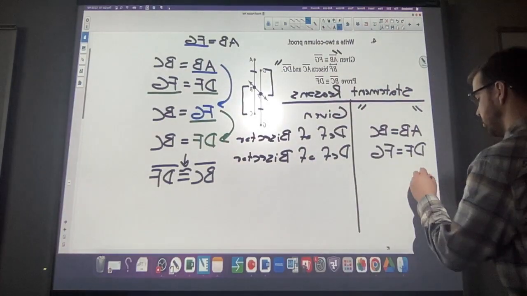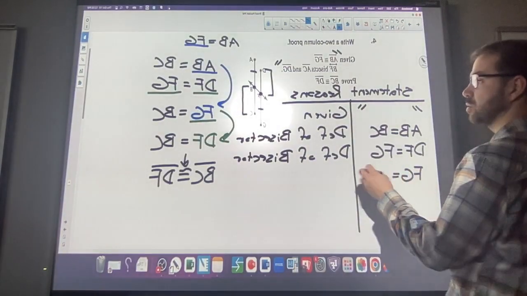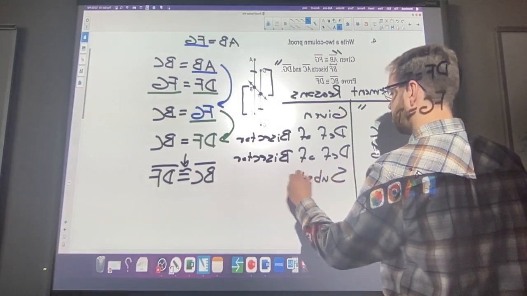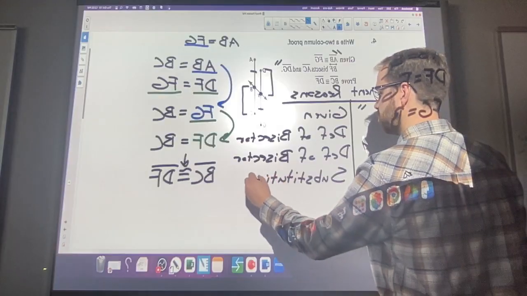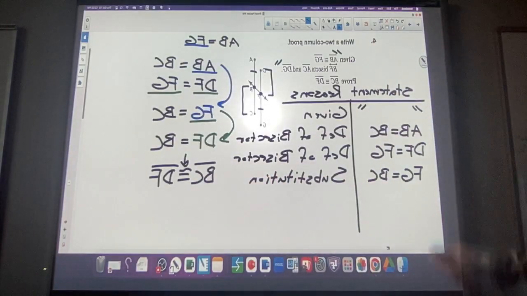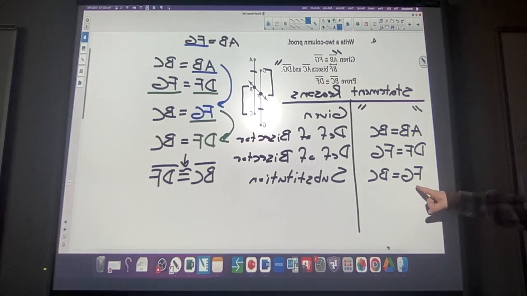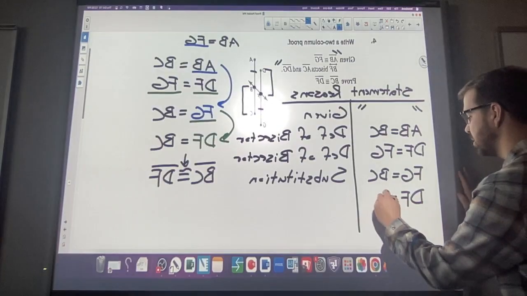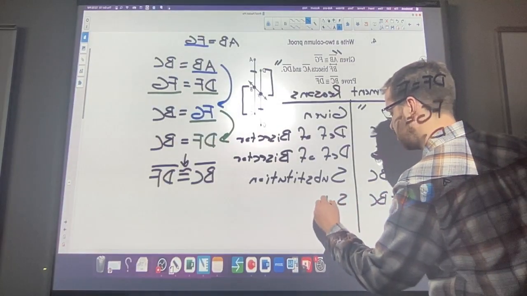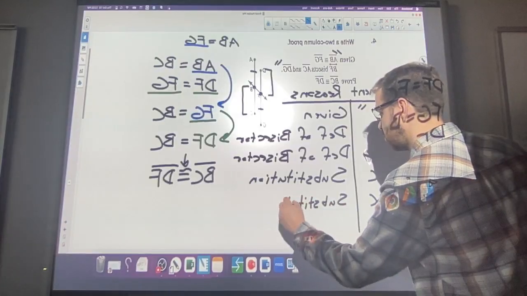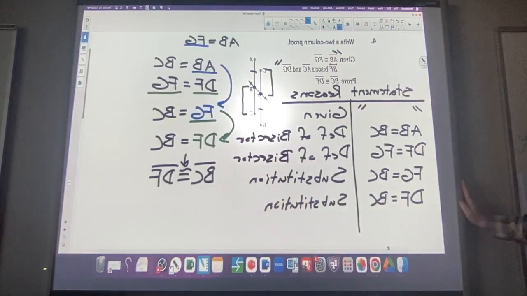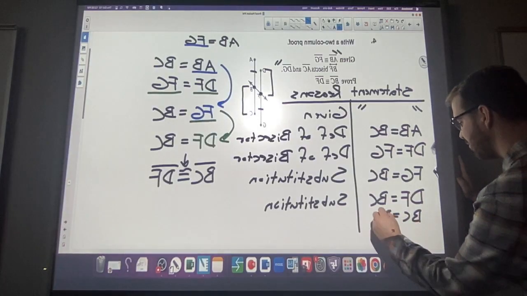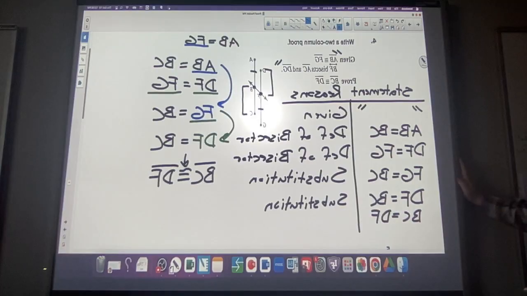So I'm going to say FG equals BC, and that's substitution. And then I need to substitute again, right? Because I don't want this just to be FG. I want this to be DF. So I'm going to say DF equals BC. Substitution again. And if I want the order to be correct, I would switch it and say BC equals DF. Well, I'm switching the order, so that'll be symmetric property.